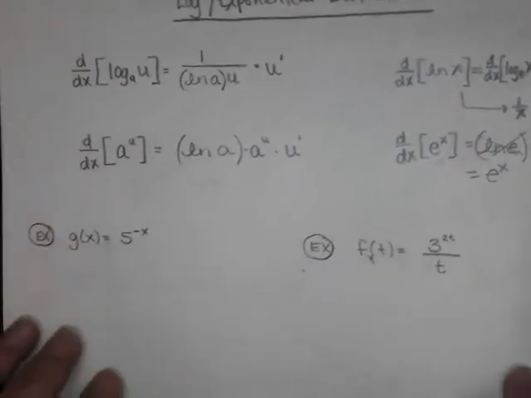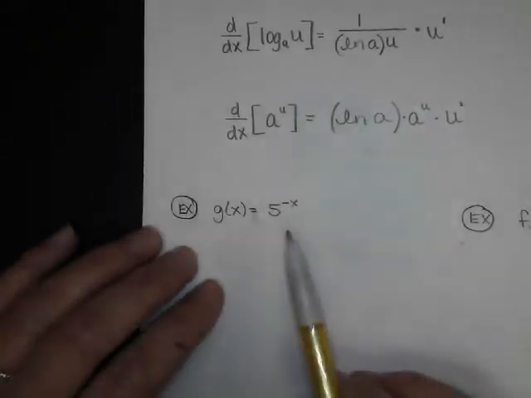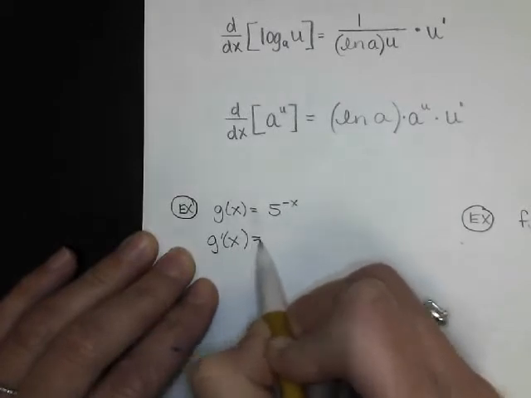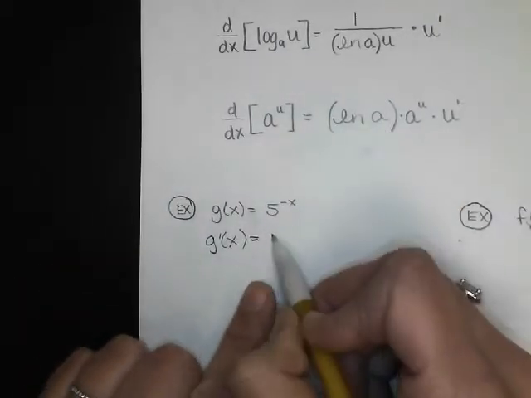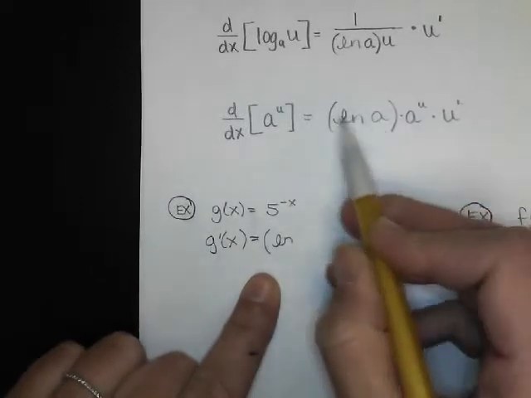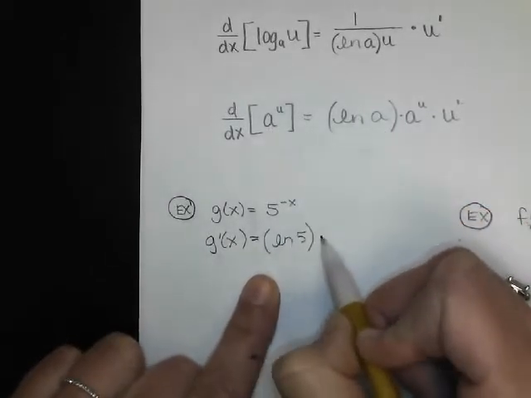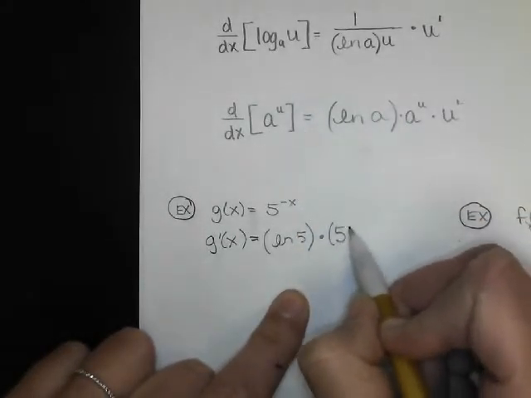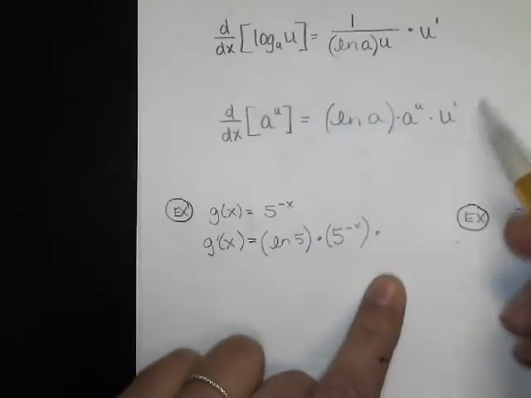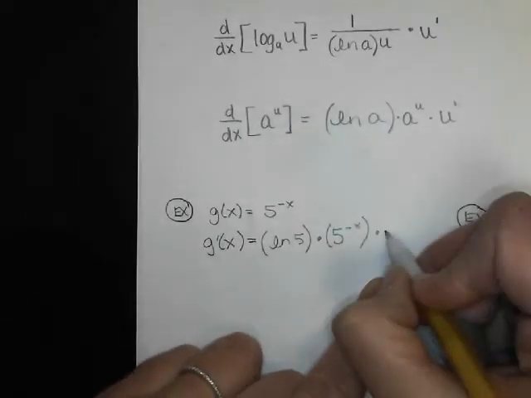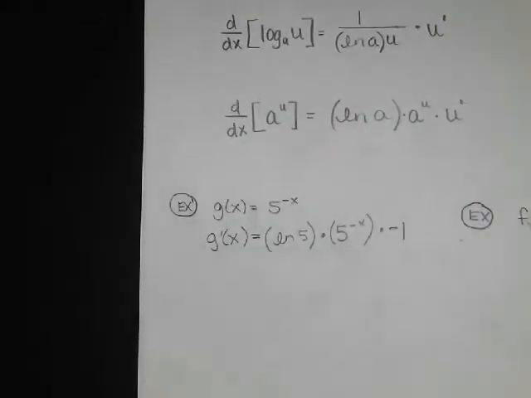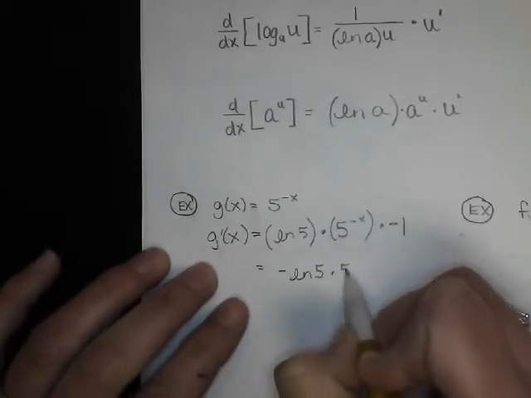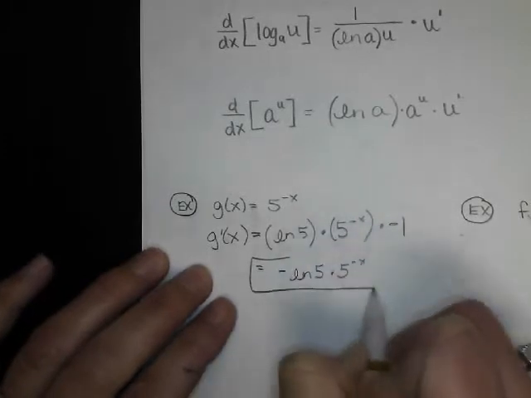So let's just jump right into this with example number 1, which is an exponential function. So we're following this rule. So g prime of x equals. It's always going to start with the natural log of your base, which is 5, times the exponential function taken as is, so 5 to the negative x power, times the derivative of what's inside, which would just be negative 1. That's your chain rule. So when this gets cleaned up, it's just negative natural log of 5 times 5 to the negative x power.